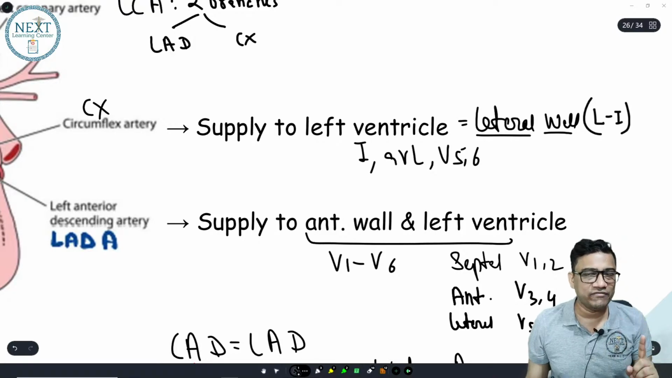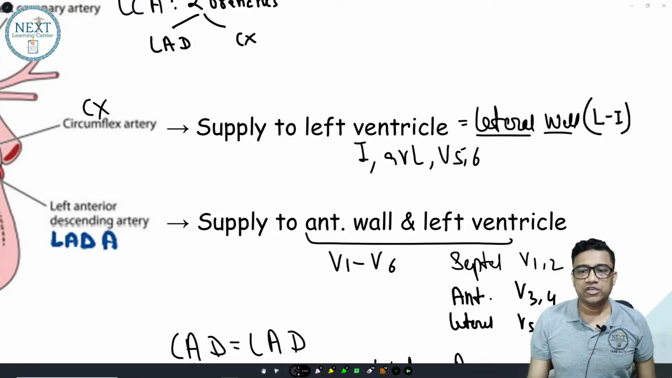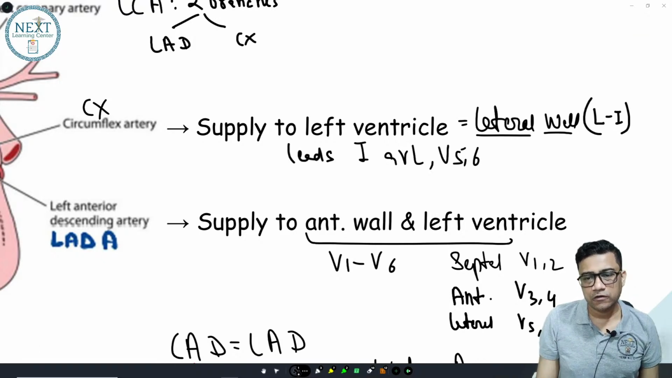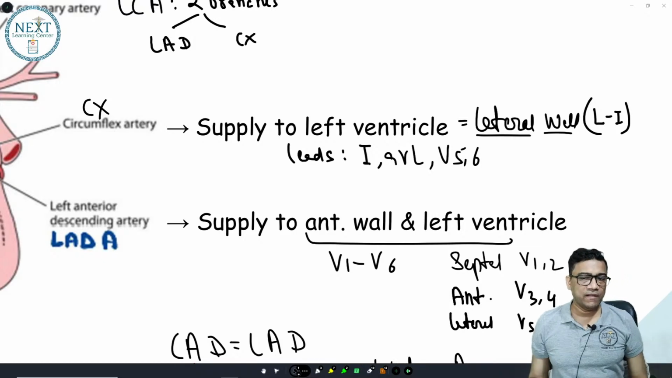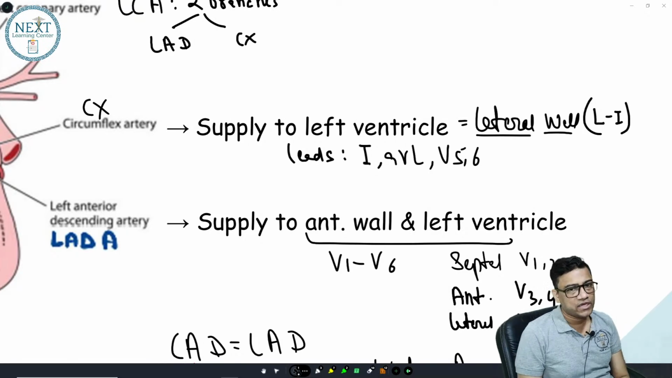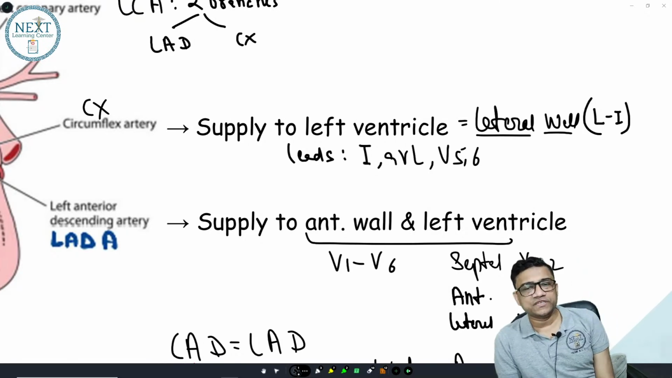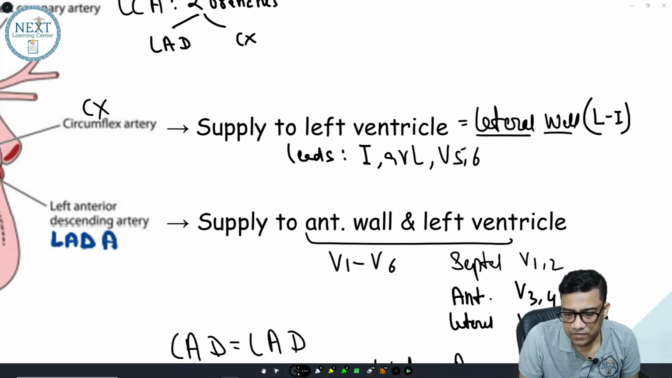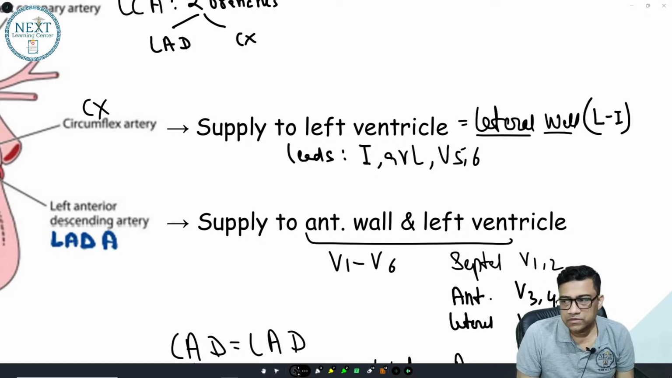L1. 1 life, 1 love, 1 lateral. So it is the lateral. So its leads are AVL and lead 1. So what are the leads? They are lead 1 and AVL, also V5 and V6. Okay. So V5 and V6. Done. So clear now?